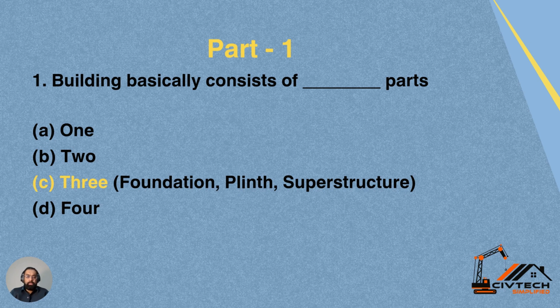Question number one is regarding building structures. A building basically consists of dash parts. So how many parts are there in a building? Number A, one part. Number B, two. C, three. D, four. So yes, there are majorly three components or parts of a building, which are basically the foundation, plinth portion, and superstructure, or the substructure, plinth, and superstructure. So these are basically three major parts of a building. So option number C is correct for this question.